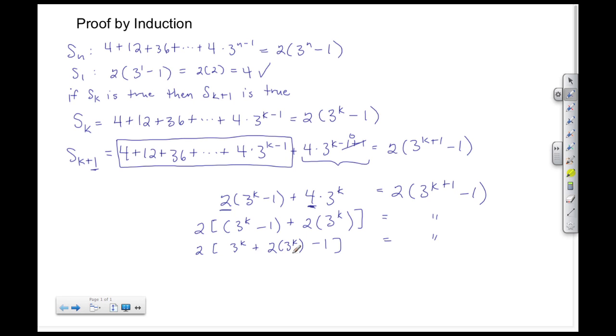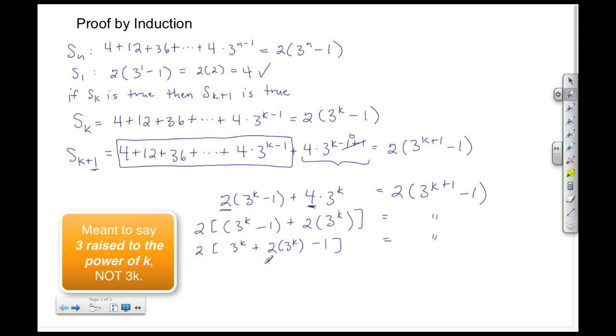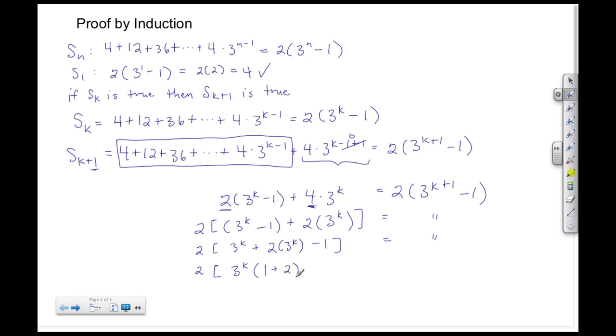With these first two terms, I notice that they share a GCF of 3 to the k. So I'm going to factor out a 3 to the k from just those two terms. I keep my 2 out here. When I factor out 3 to the k, this 3 raised to the k becomes a 1, and this 3 to the k also becomes a 1 times 2, which just gives me 2. And I rewrite my minus 1. Close that off with a square bracket. Next, I can resolve the 2 plus 1 to give me a 3. So let's rewrite doing that.